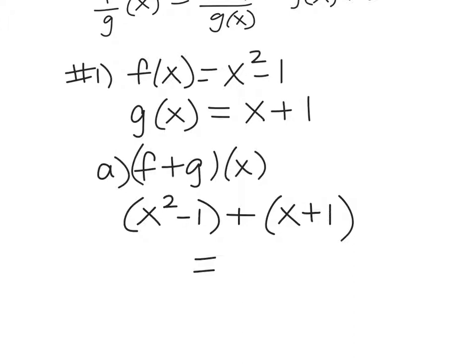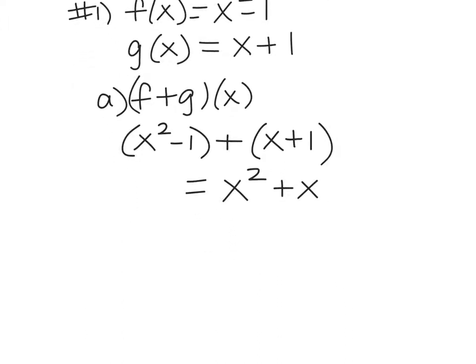X squared doesn't combine with anybody. I have a -1 and a +1. Those will cancel each other out. And then I have a plus x, and that's what my answer would be. So I take f of x and add it to g of x. You don't have to show much work at all in this. It's pretty basic.